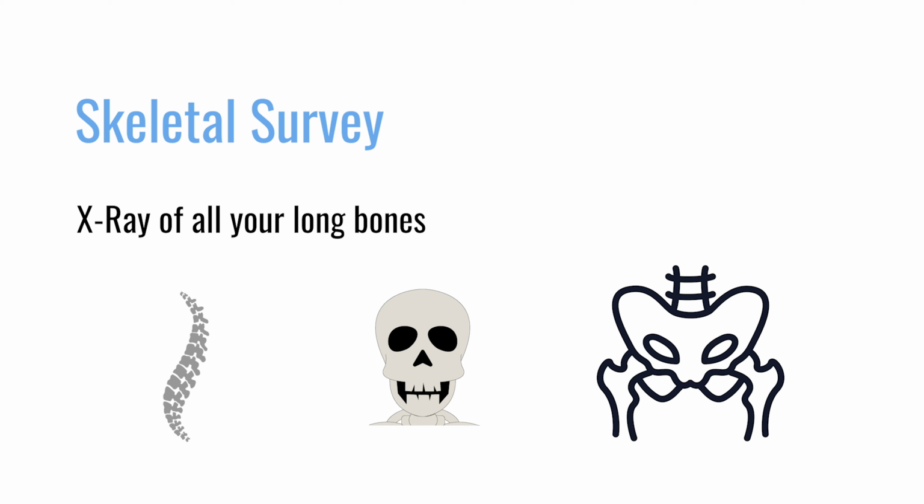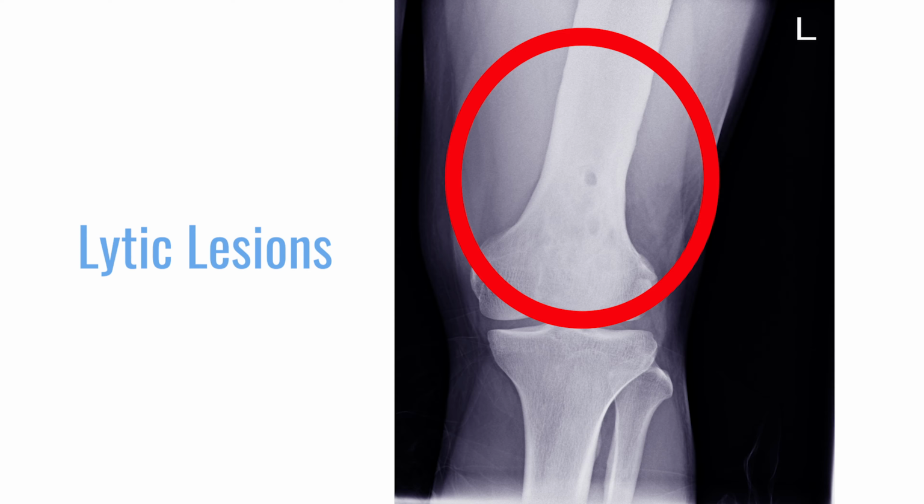But we know that an X-ray is not really very sensitive to find little holes in your bone, lytic lesions. And we know that especially in your pelvis and also in your spine, the sensitivity of an X-ray by a skeletal survey is very low. So that's why recently we started to use other techniques for the detection of bone disease, such as a CT scan.